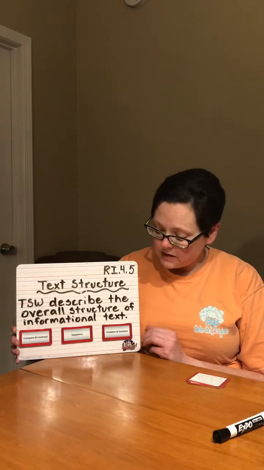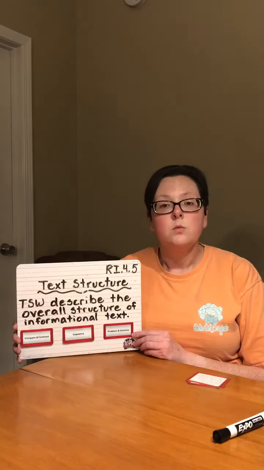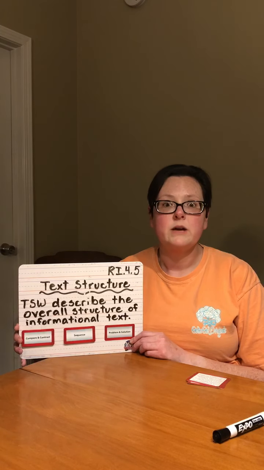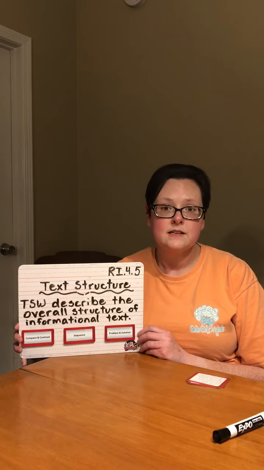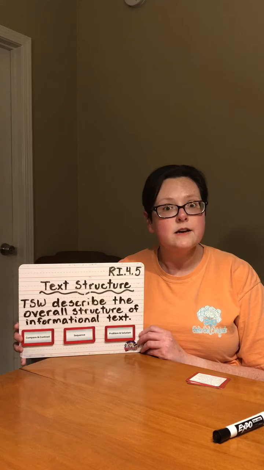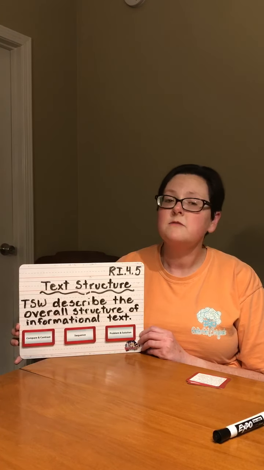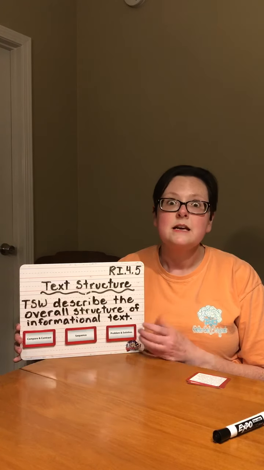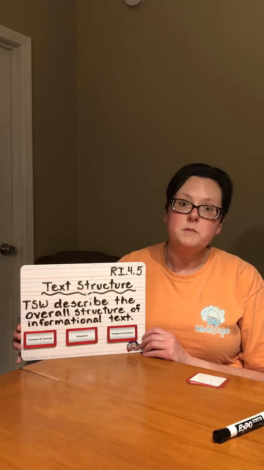The last type is problem and solution. We know when we have a problem, we have to find a solution for it. We have to figure out a way to fix it. So text that is giving us a problem, something that we need to figure out how to solve, and then it gives a solution at the end, that is set up as a problem and solution.